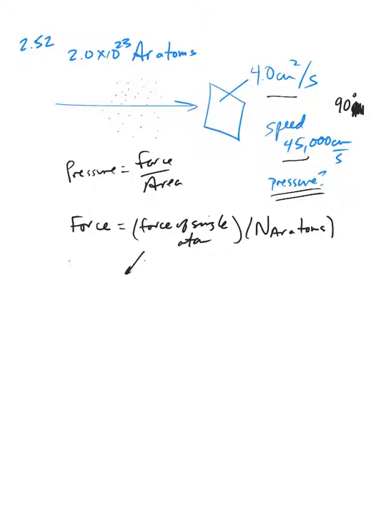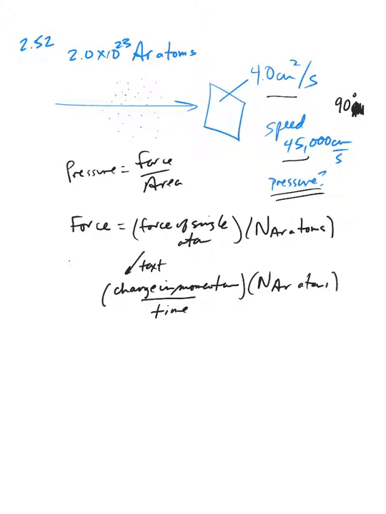From the text, there's a discussion of what the force is of a single atom. Basically, it is the change in the momentum. If you take a look at that, you might recall that you need to account for the directionality of the atom before and after collision, which is why the numerator here is the change in the momentum divided by the time. And then again, we have to multiply by the number of argon atoms.